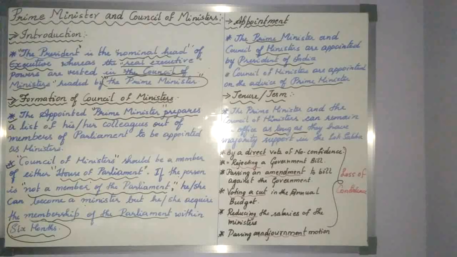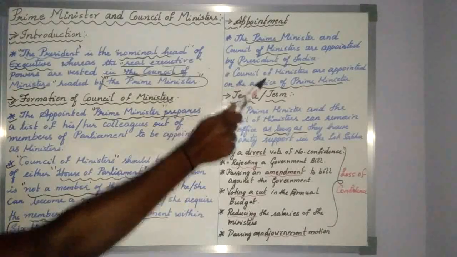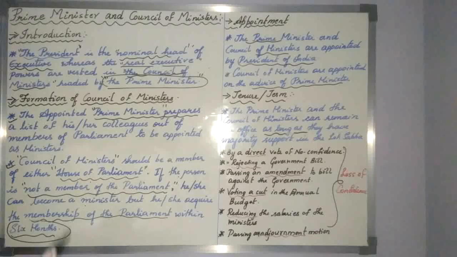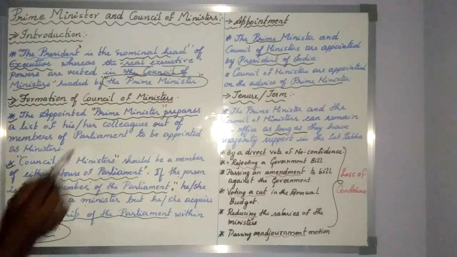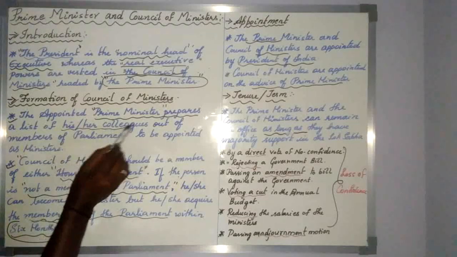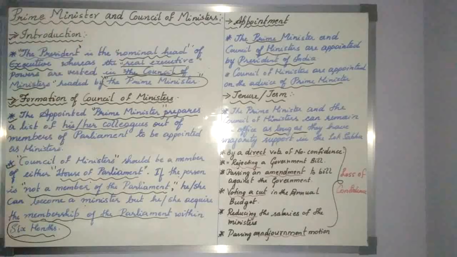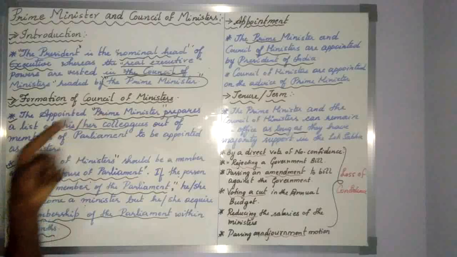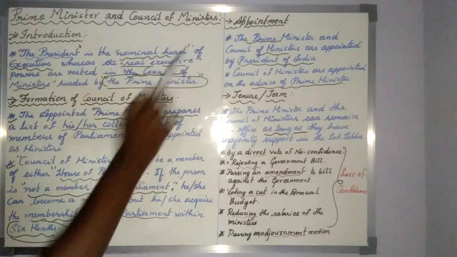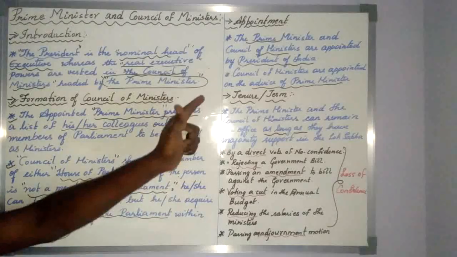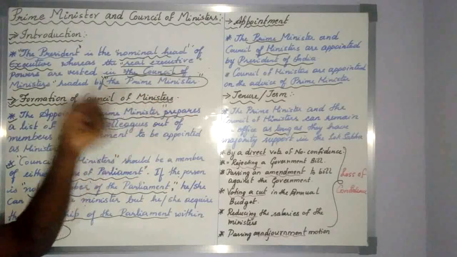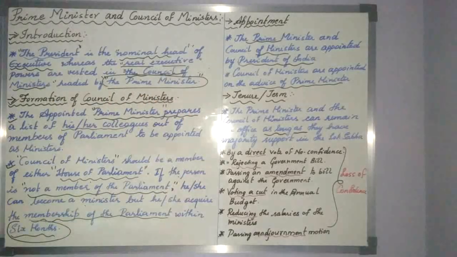Okay, in India, the Council of Ministers are appointed on the advice of the Prime Minister. The list made of his or her colleagues is given to the President, and the appointment of the Council of Ministers will be given by the President of India. So that should be very clear. Appointing a Prime Minister and appointing the Council of Ministers, both will be done by the President of our country only. Okay, that's the one aspect, appointment.